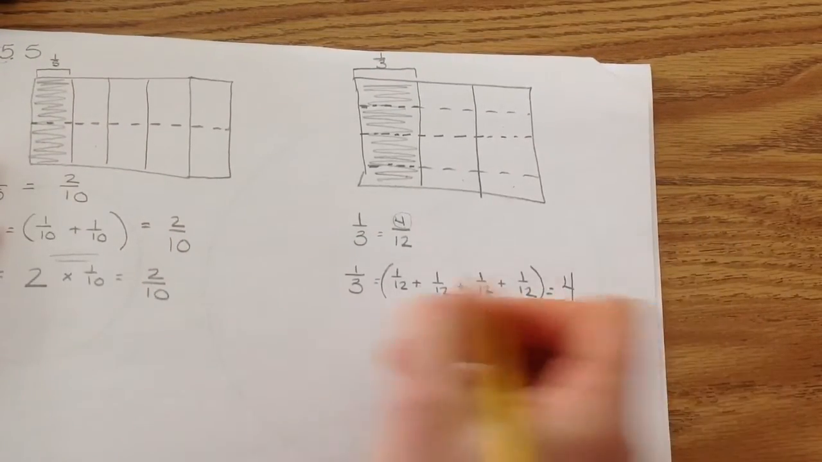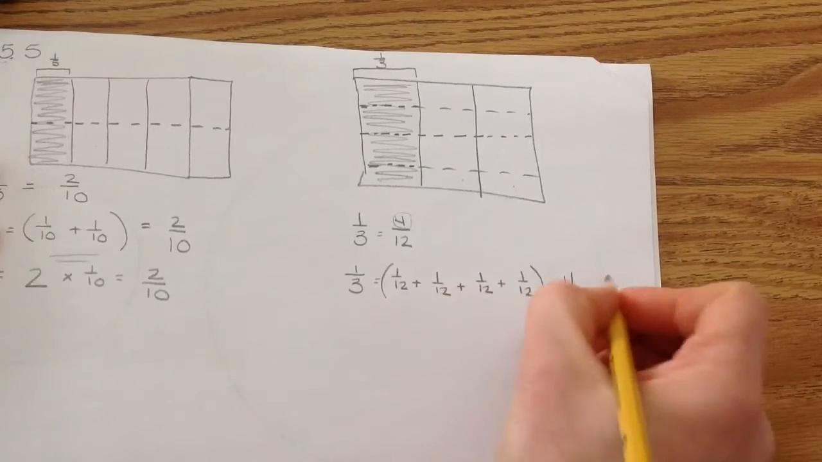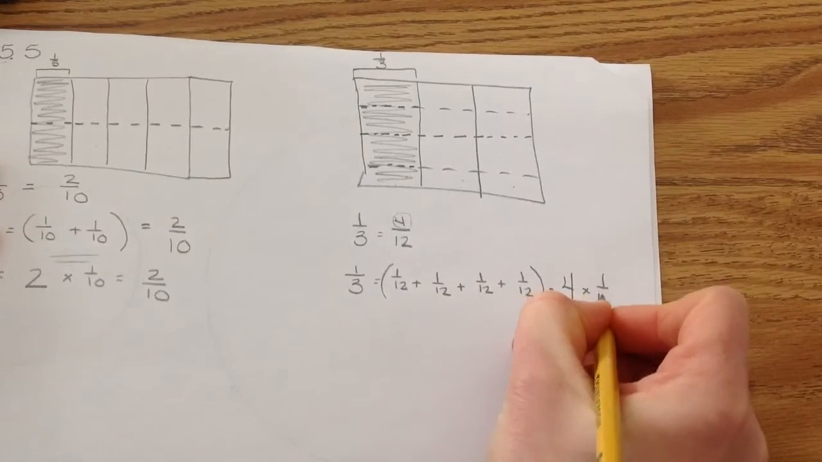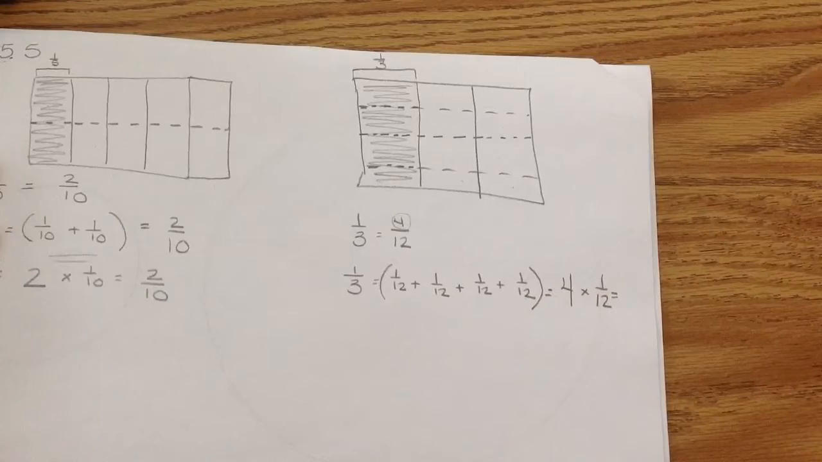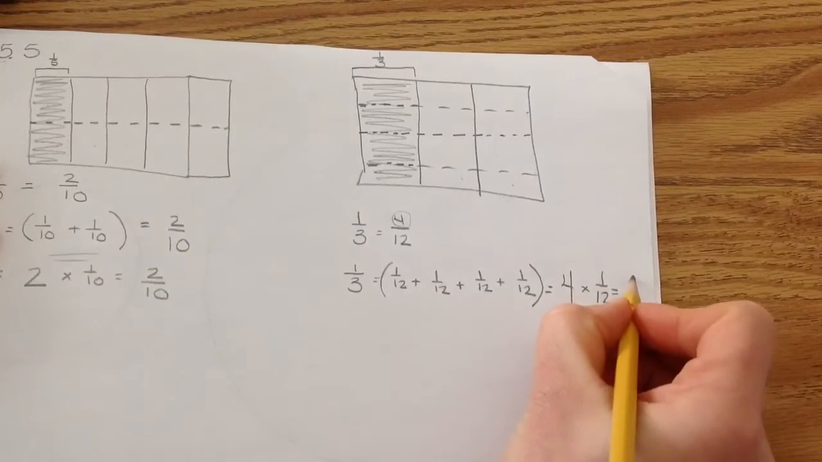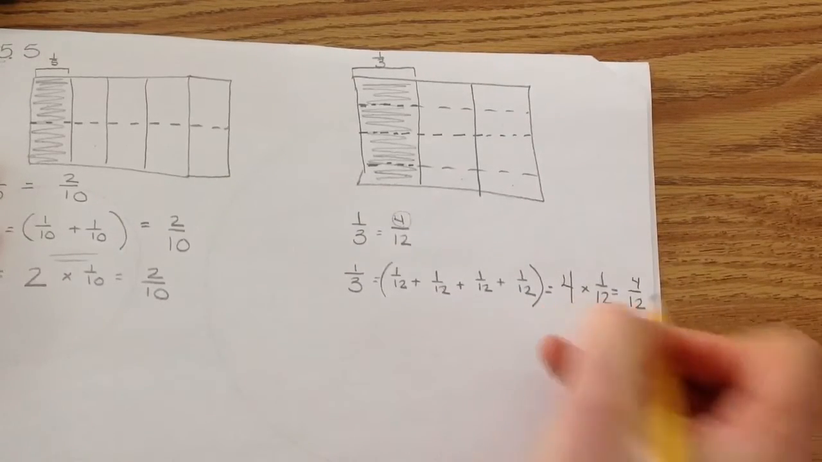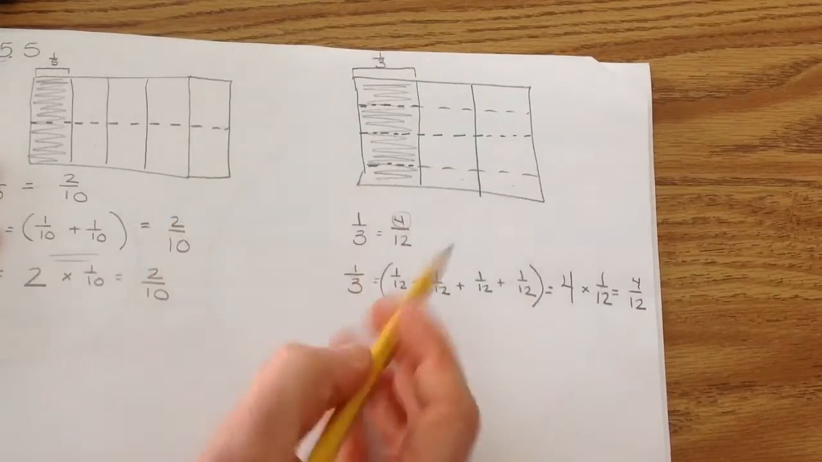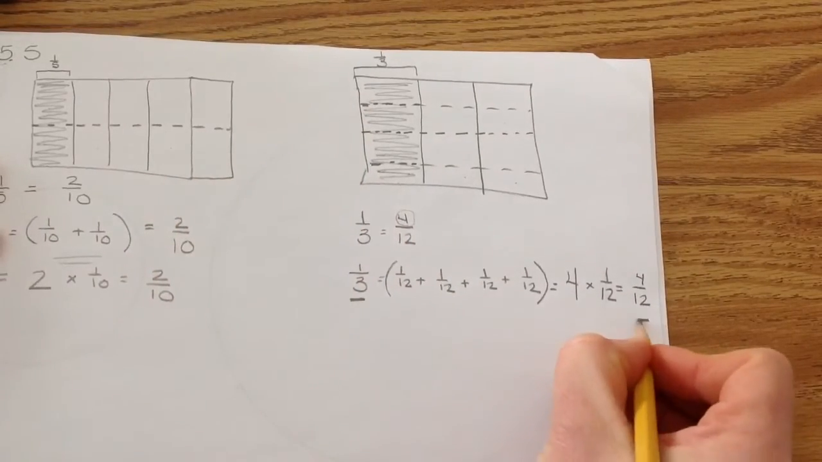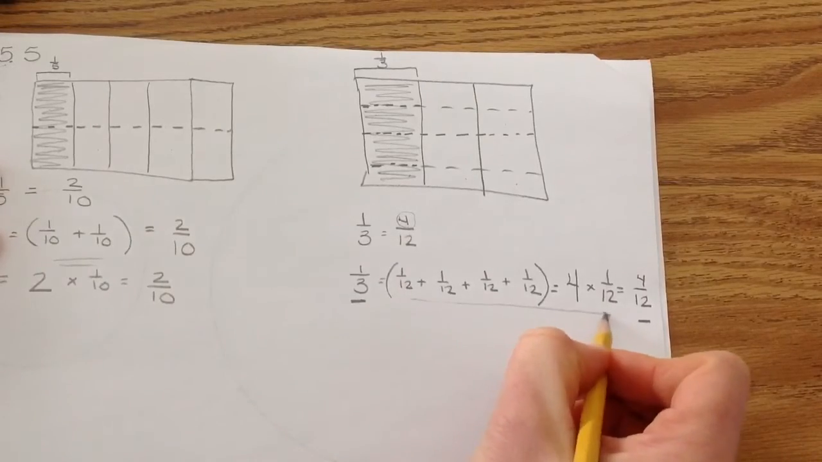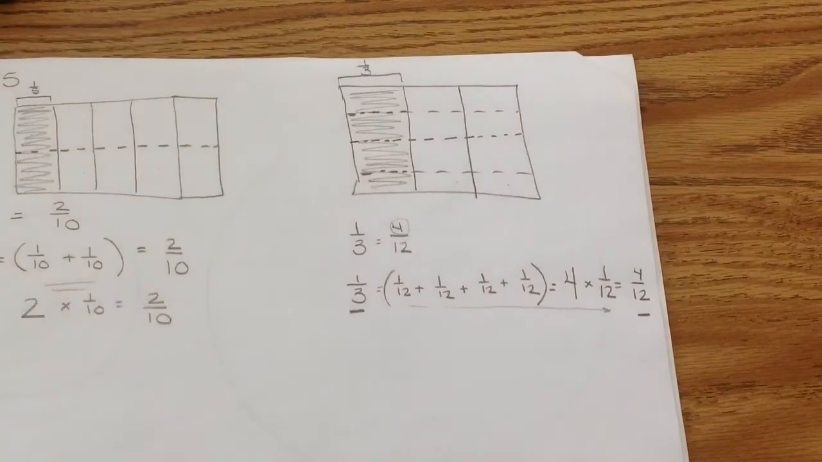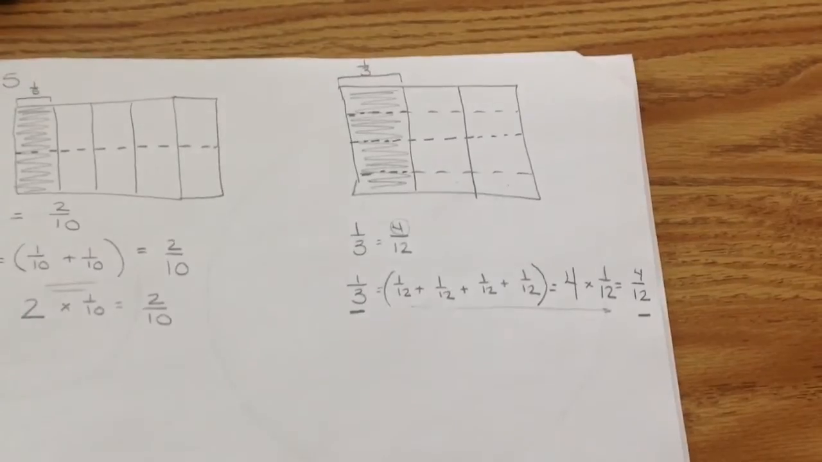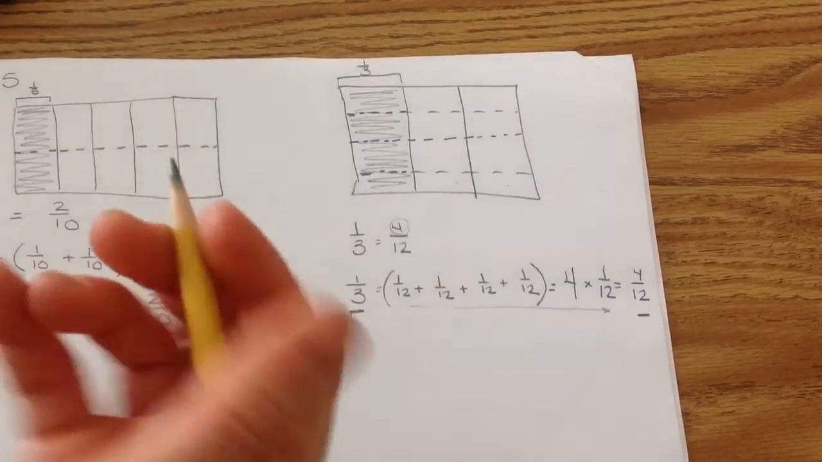If I put that all together and I use multiplication, it would look like this. I have 4 objects, and they're all 12ths, which equals 4/12. So that's how many 12ths are shaded. So 1/3 and 4/12 I've just proven are equivalent. Nice job. We could also do it one other way.